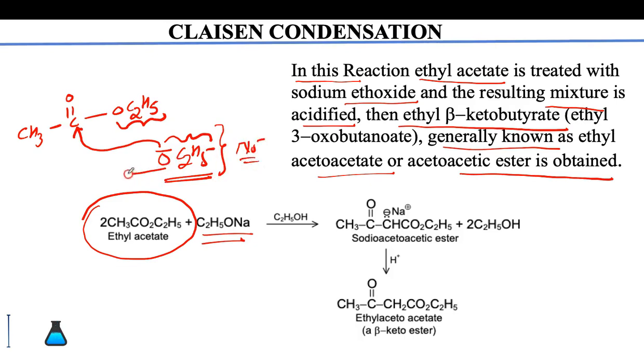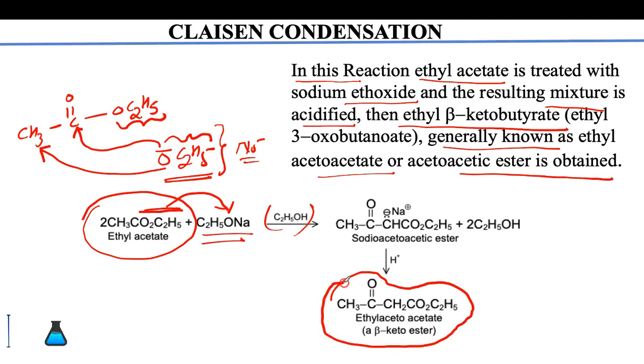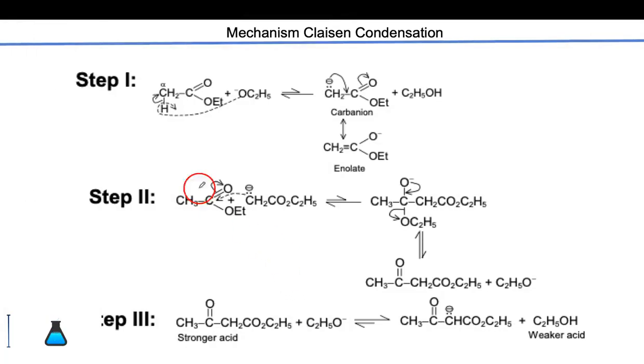So this will remove hydrogen from the alpha carbon. This is the reason we have taken the same leaving group as a base in the presence of ethanolic medium. The final product consists of one ketonic group and ethyl acetoacetate, which is identical with respect to aldol condensation. Now let's see what is the mechanism of Claisen condensation.